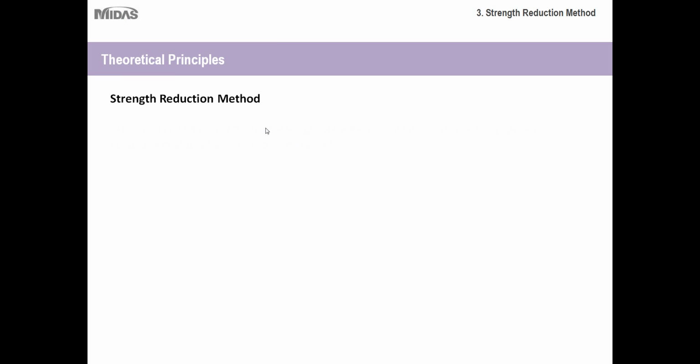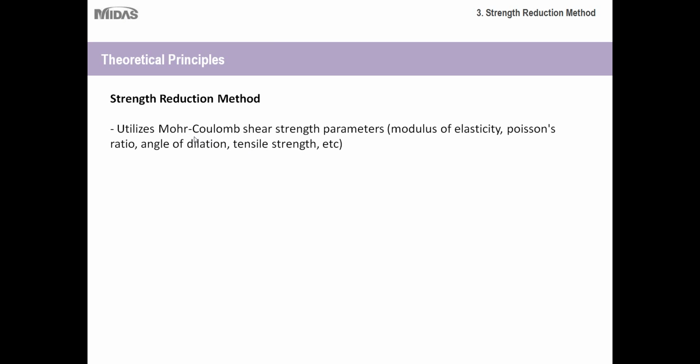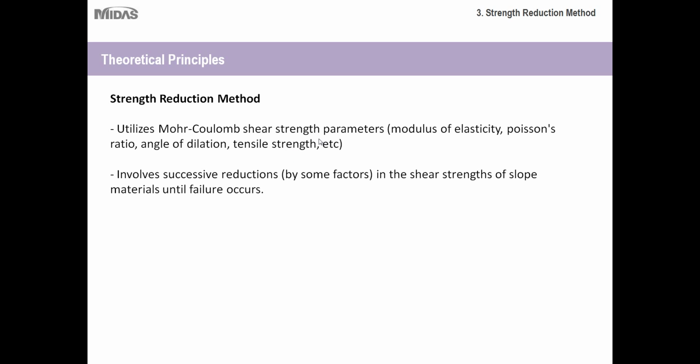Okay, so the strength reduction method utilizes Mohr-Coulomb shear strength parameters, for example, modulus of elasticity, Poisson's ratio, angle of dilation, and tensile strength. It uses these parameters to calculate the deformation and soil stresses, which I'll talk about in more detail later on. It involves successive reductions by some factors in the shear strengths of slope materials until failure occurs.